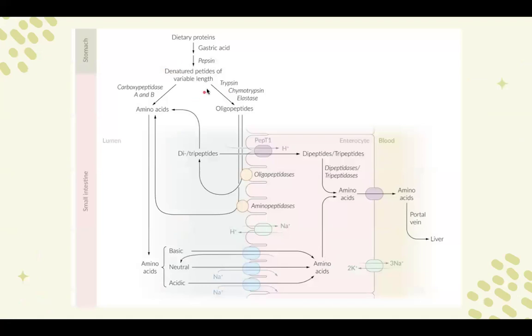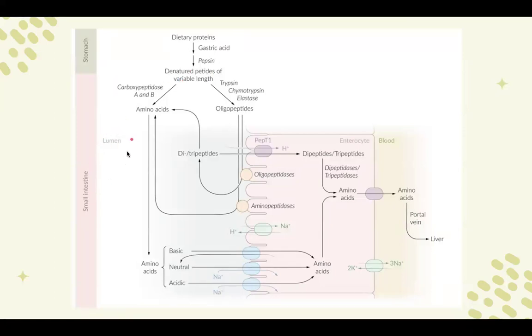So let's go over it. Okay. We start with dietary proteins. These are the proteins that we ate in the food and so on. When they go into the stomach, they will be exposed to pepsin and gastric acid, which break down these proteins into smaller peptides. But these peptides are of variable lengths. They're not really readily absorbable yet. We need to actually digest them well in the small intestine.